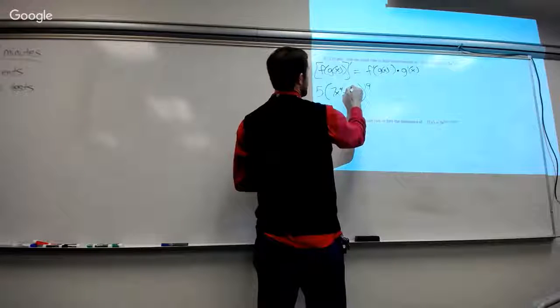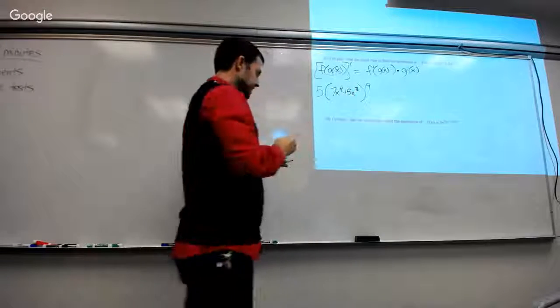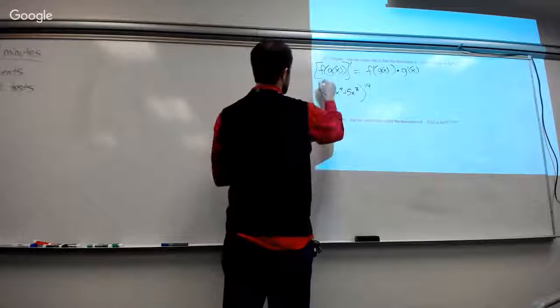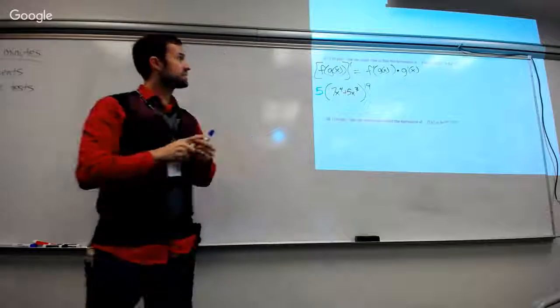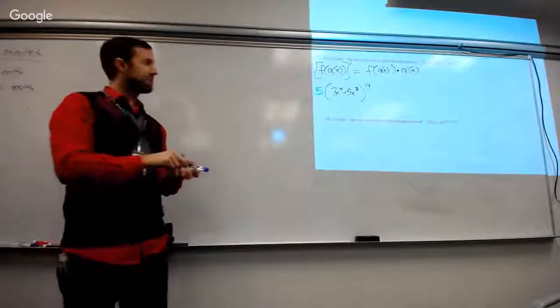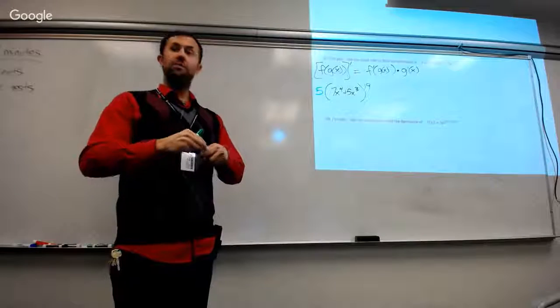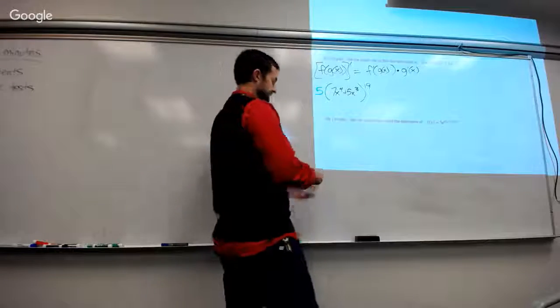7x to the 4th plus 5x cubed. So that's important, that we identify what's what. My 5 is just a coefficient coming along for the ride. The outside function is to the 19th, and the inside function is 7x to the 4th plus 5x cubed. So now, how do we do the chain rule?